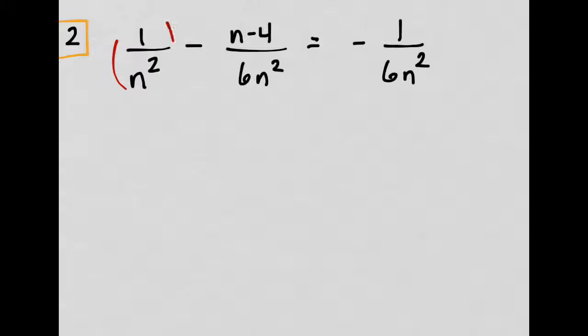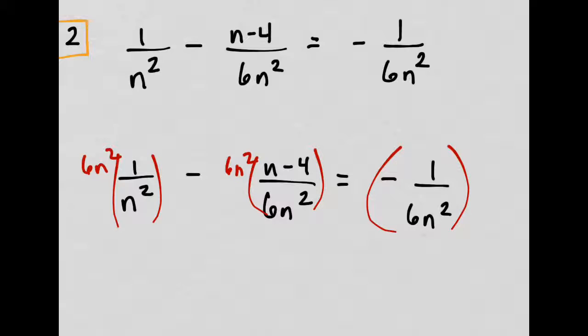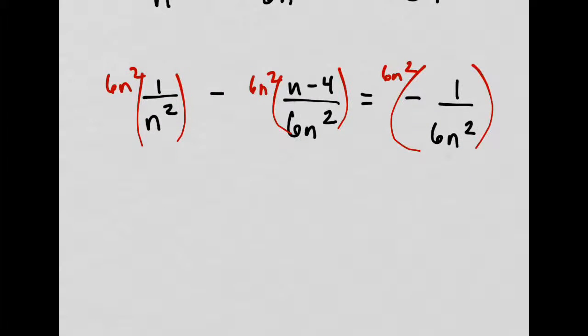So I'm going to multiply by 6n squared. And again here, 6n squared. I think I'm going to rewrite it actually, because it's getting a little crowded. So when I multiply by the common denominator, that will be 6n squared, and 6n squared. And I guess I can include that sign, 6n squared. So what happens? Now I will simplify.